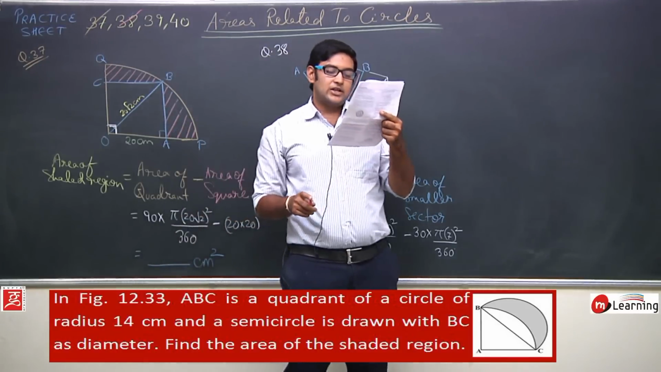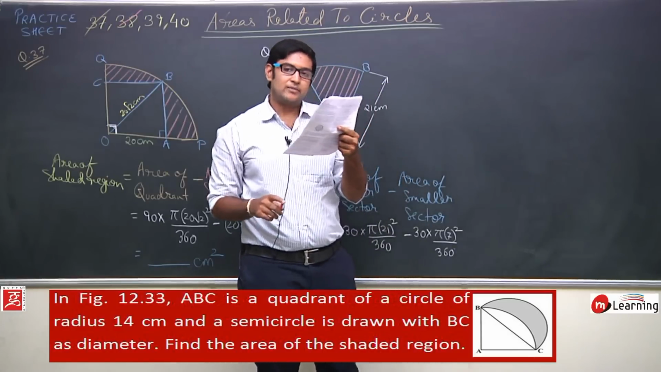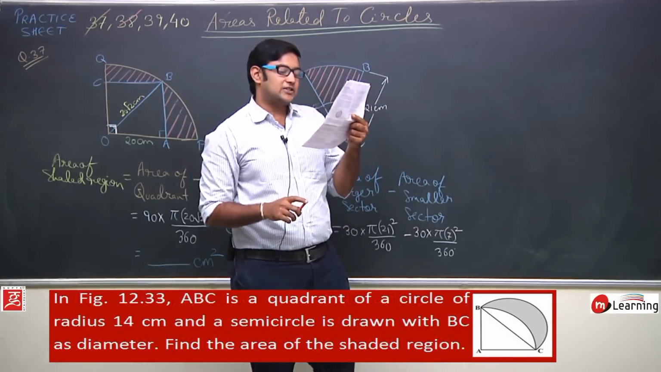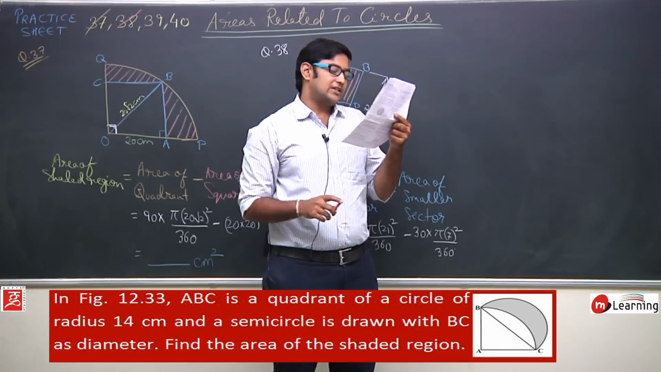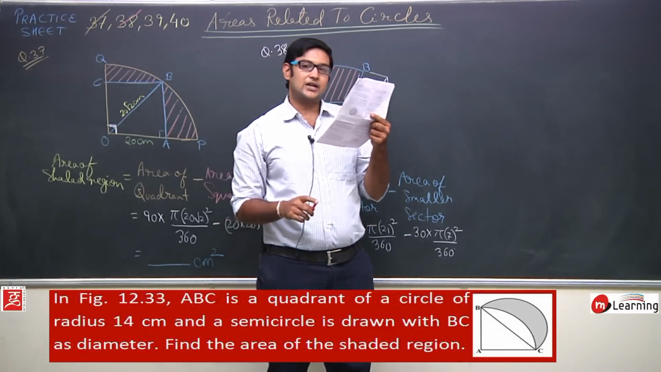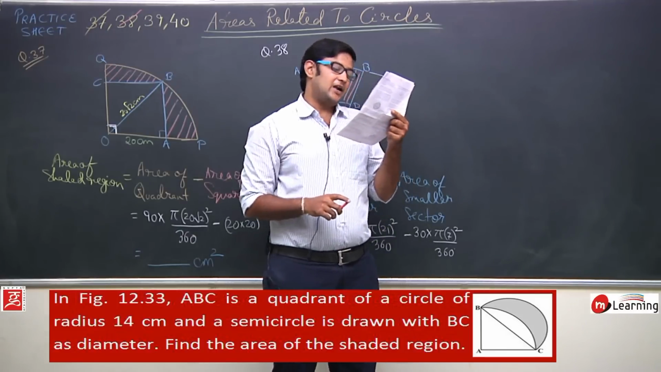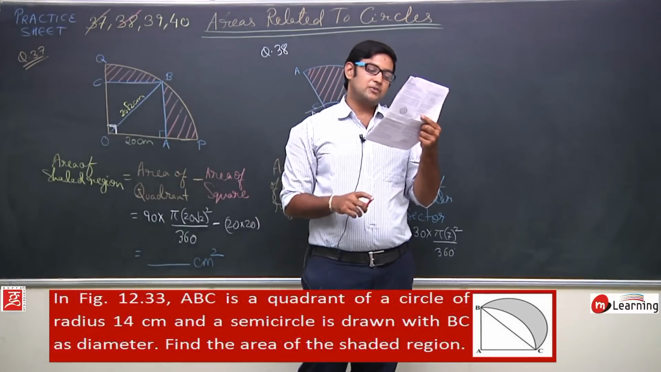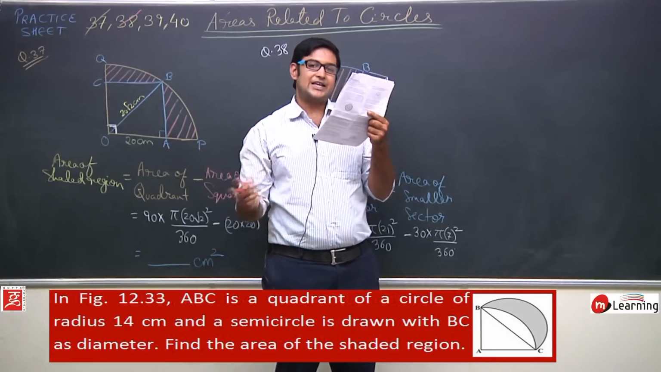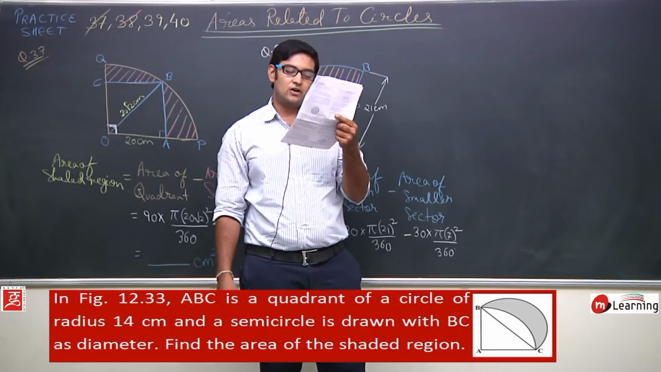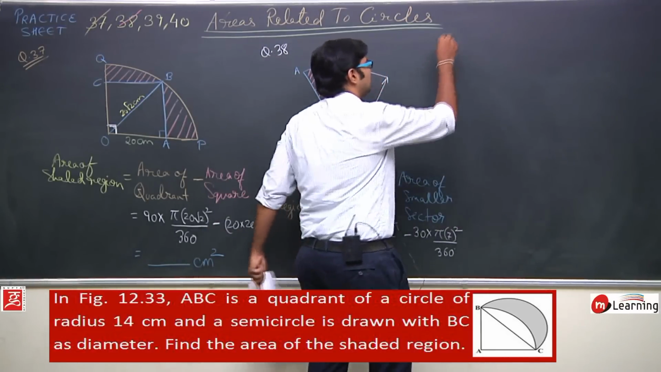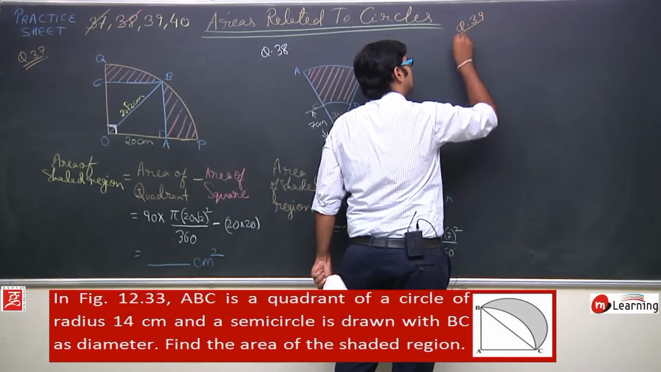It says, in the given figure, question number 39, ABC is a quadrant of a circle of radius 14 centimeters, and a semicircle is drawn with BC as diameter. Find the area of the shaded region. So let us try to solve question number 39. It's an interesting question, interesting figure.